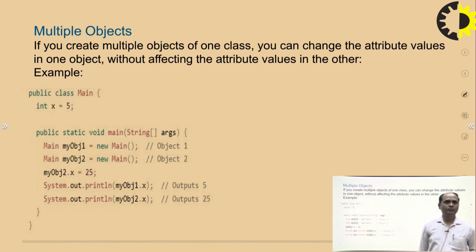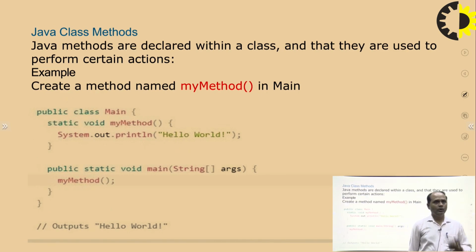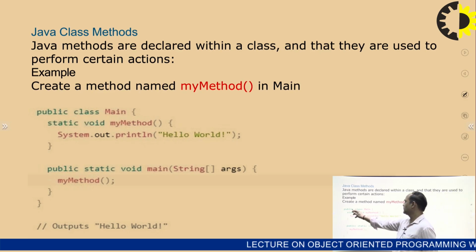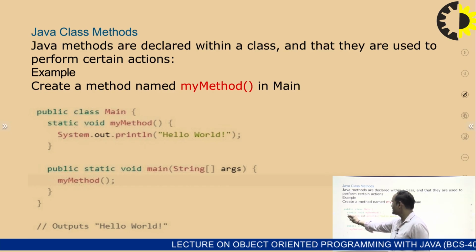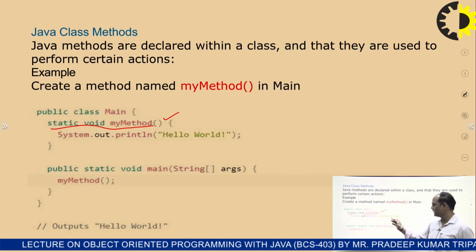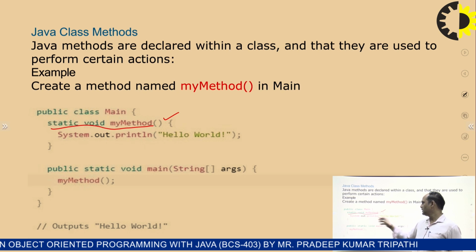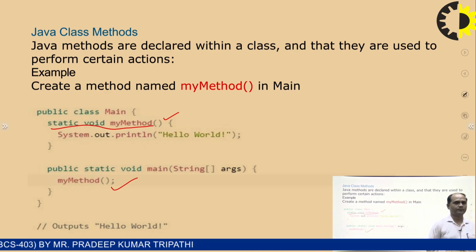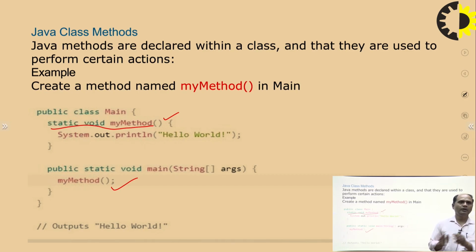You can use multiple objects of a particular class. You can also define a class method in a particular class. Suppose we have a class and we want to define our method in it. So it is public class Main, and we can define static void myMethod. This is our first method, and its body contains the hello world statement. We call this method over here, and we get the output of hello world. So this is the basic example of method creation in a class.